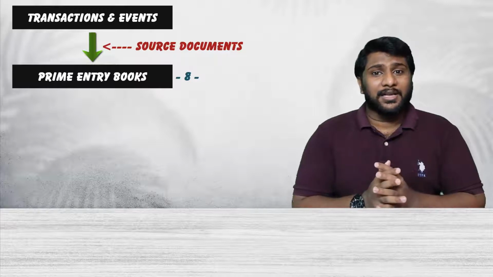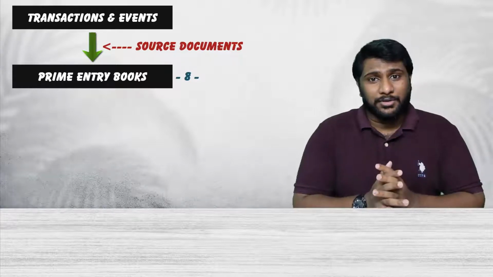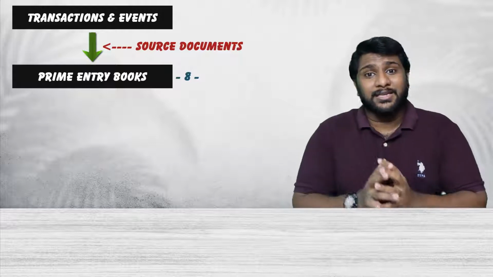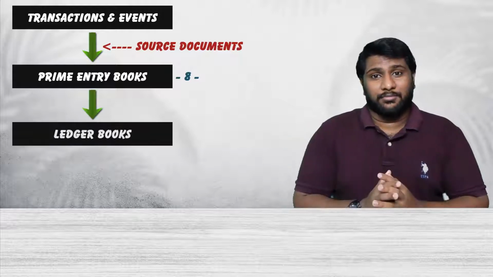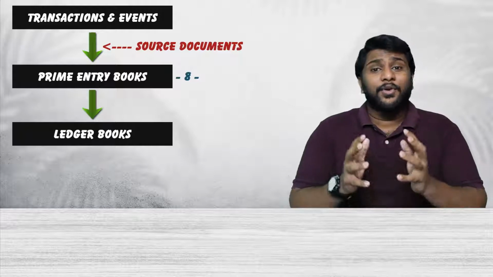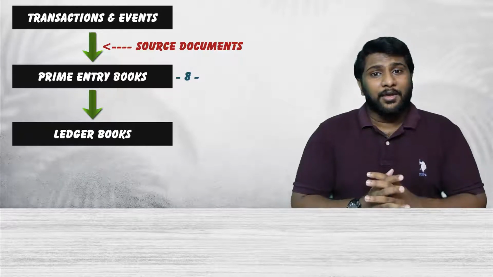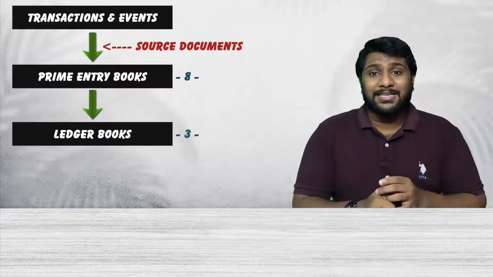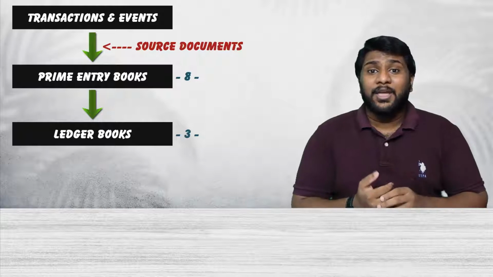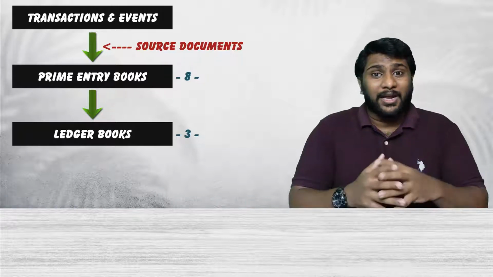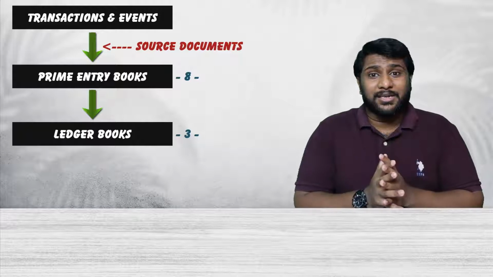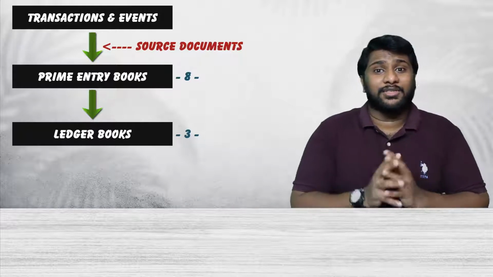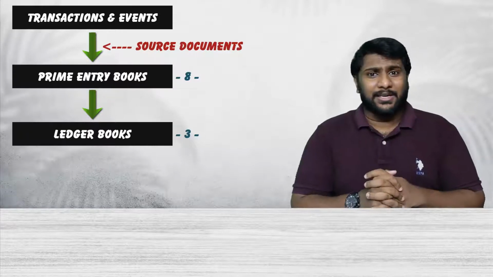So once we record these transactions and events in our prime entry books, we have to record those transactions in our ledger book. That is the next step. If you ask me how many ledger books there are, normally in accounting we will be preparing 3 ledger books. There is something called sales ledger book, purchase ledger book, and general ledger book. What types of transactions we will be recording in these ledger books, all those details are provided in a different video. You can watch that video through the link available in the description.